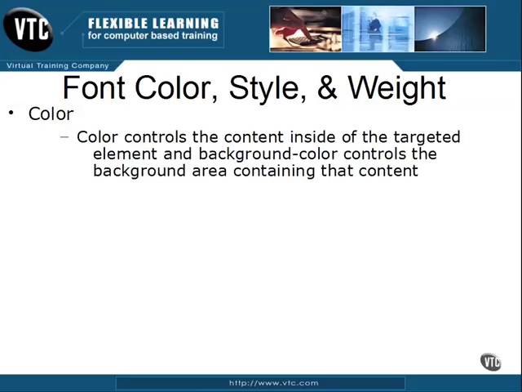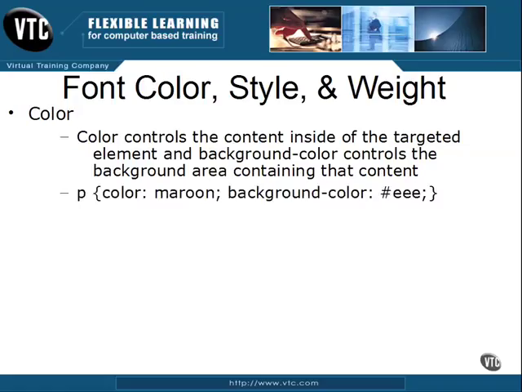So color is what controls the color of content inside of our targeted tags, and it is the background color that controls the background area that contains that content. So if we see a rule that says p { color: maroon; background-color: #eee; }, we are going to have all of our paragraphs with this light gray background and the text showing up in a maroon color.